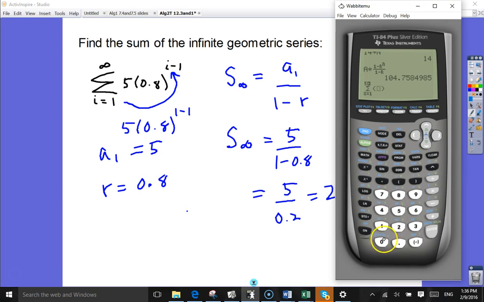I put in a 50 like this, and then I put in my 5 times 0.8 raised to the x minus 1. I think that's right. And I got 24.999. Didn't quite get there. Let's see if I did 100. So I'm just going to go second enter to bring that up, and I'm going to scroll back over the 50 and make it 100.